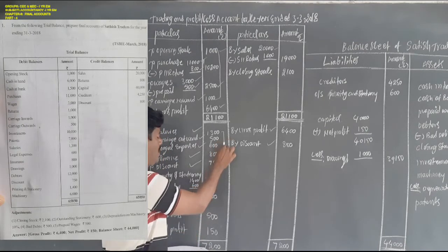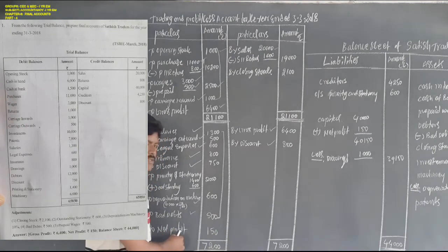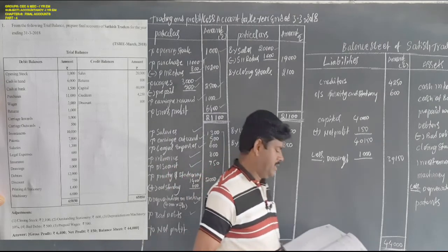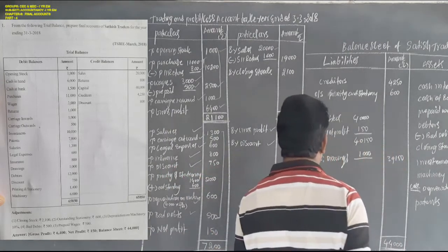What is the difference between the total amount of this one and this one? We get 150 rupees, it is net profit. Okay, this is next. Come to the liability side.